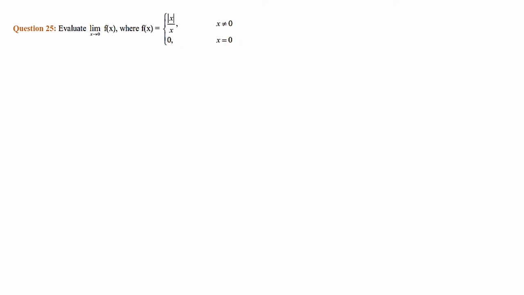Here, we need to make a little bit of clarity about this definition, that is f of x is equal to modulus of x by x when x is not equal to 0. Not equal to 0 means left of 0 and right of 0, where we can use this function. And when x is equal to 0, we have to use 0. Then we will calculate the left hand limit and right hand limit.